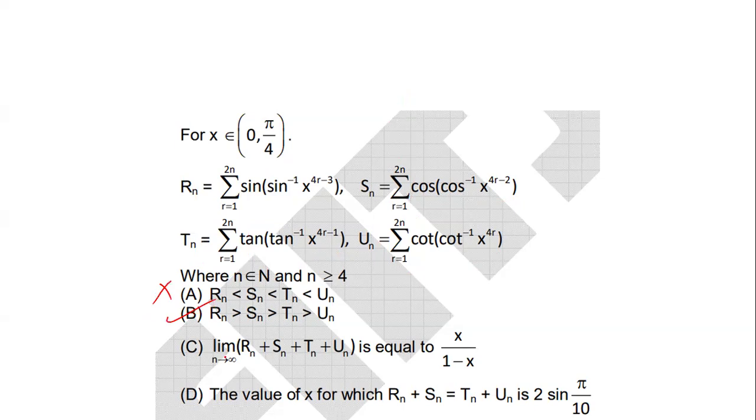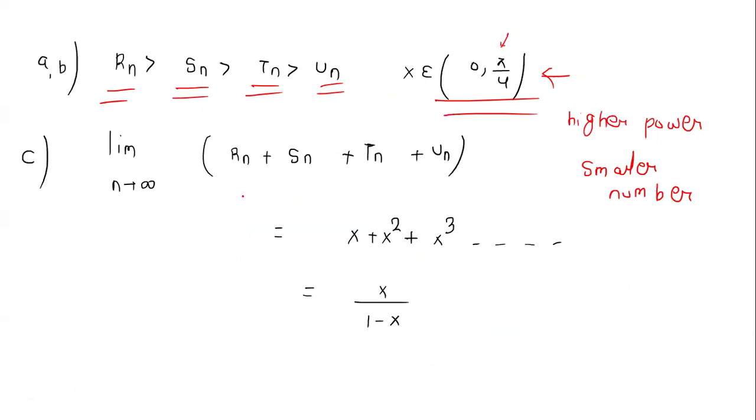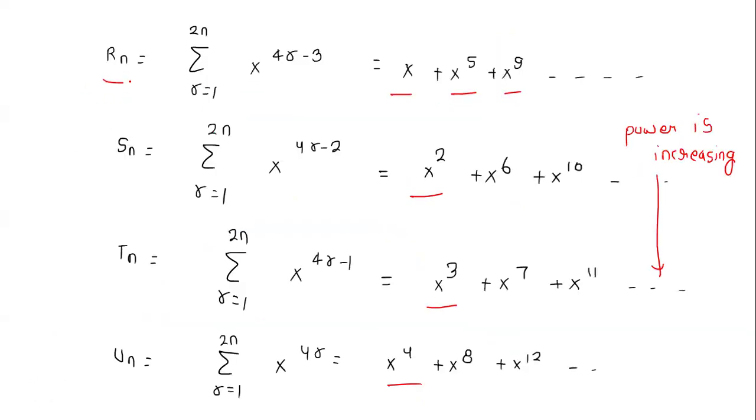The third option is we have to calculate the limit of this summation, R of n plus S of n plus T of n plus U of n. And in the problem it is given that it is equal to x divided by 1 minus x. So you have this R of n, S of n, T of n, U of n. So we know R of n is equal to this, S of n is equal to this, T of n is equal to this, and this U of n is equal to this.